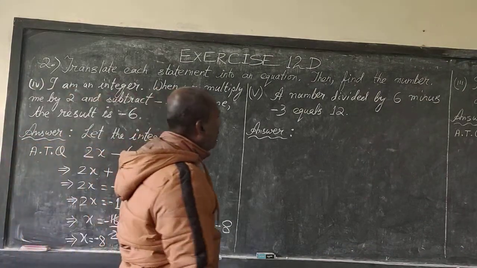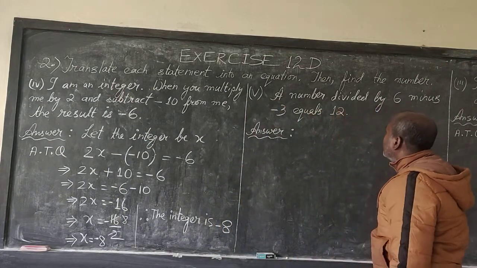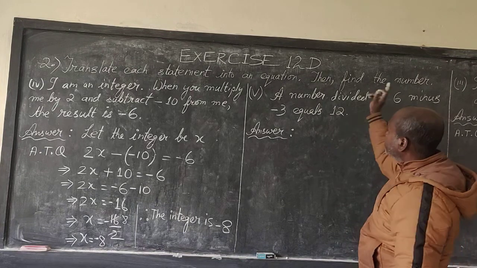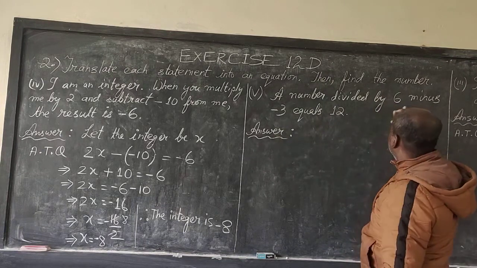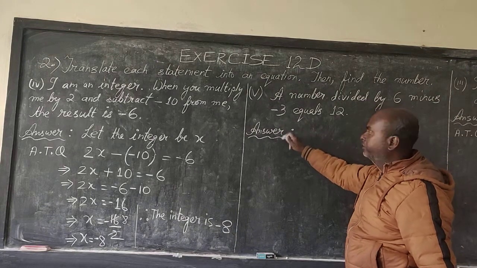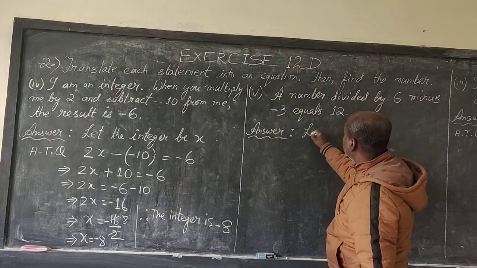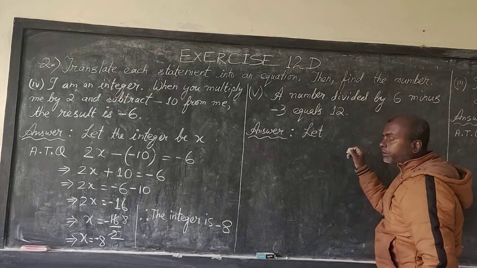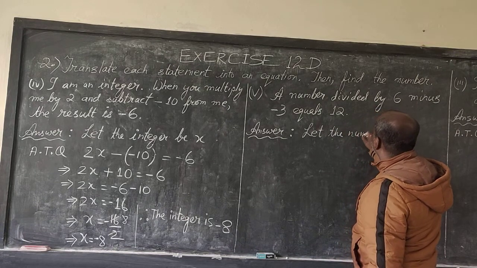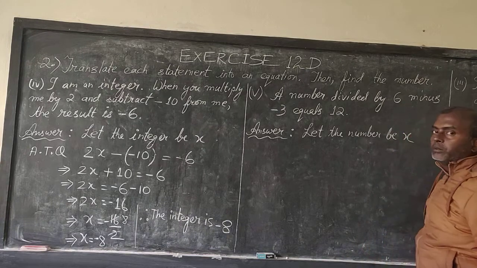Okay, the last question of this exercise. A number divided by 6 minus 3. See, don't confuse. Minus is the sign, and the integer that we are subtracting is minus 3, equals 12. So we don't know the number. First things first, let us assume the number be x. Let the number be x.